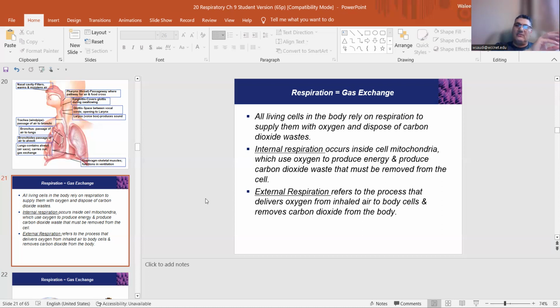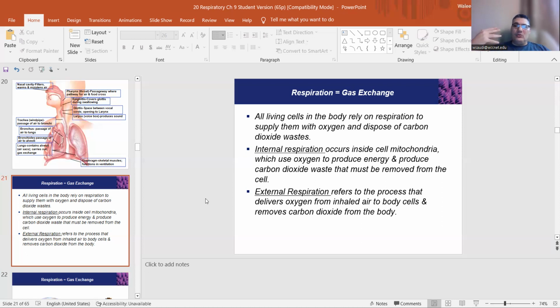Oxygen moves to the cells, goes to the mitochondria. Mitochondria use it to burn nutrients and release carbon dioxide that leaves. So you take oxygen in exchange for carbon dioxide at the cell's level, another exchange. So we call that internal exchange or internal respiration. So you do need to know the difference between those two types. We do the exchange twice, not only the one that we all know.